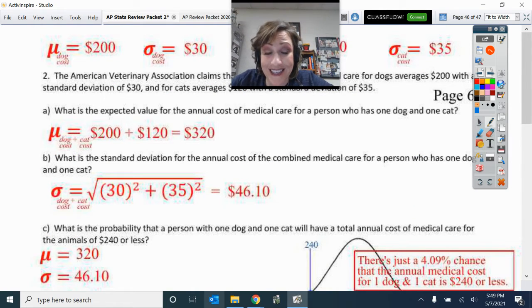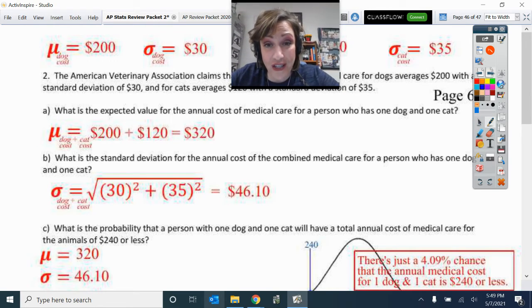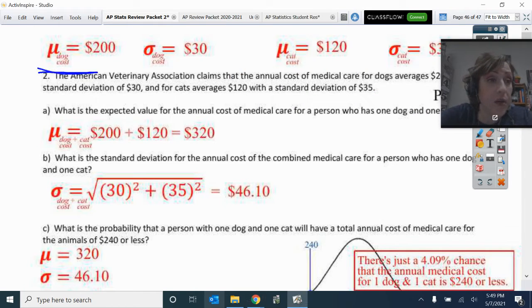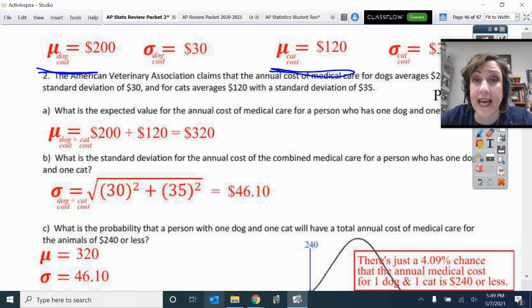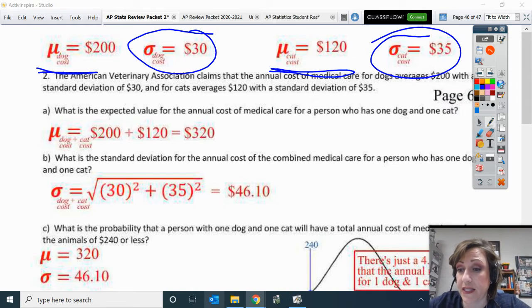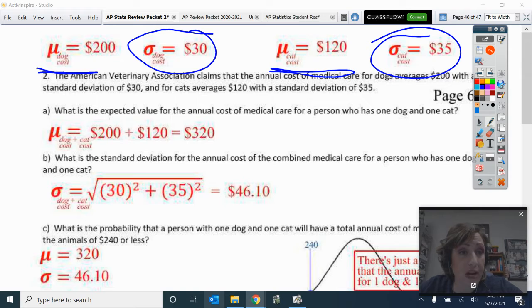All right, now here is the second topic, combining discrete random variables together. So here we go with that. So we had dog costs and cat costs. And so both the dog and the cat had a mean, and both the dog and the cat's costs had a standard deviation. Let me move this down here so that we can keep track of that.